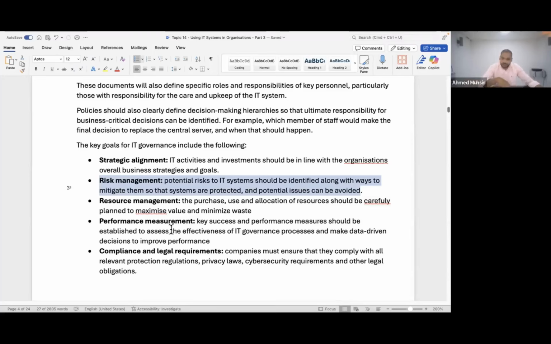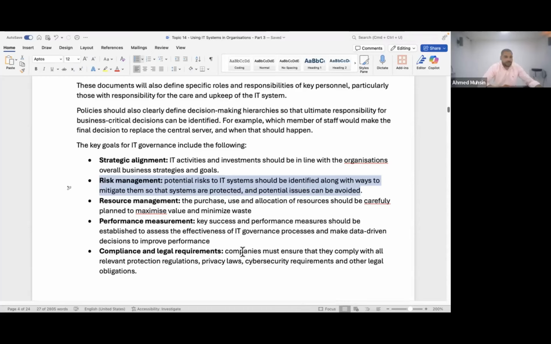Key success and performance measures should be established to assess the effectiveness of IT governance processes and make data-driven decisions to improve performance. Sounds like a very complex one, but you understand it, right? Performance measurement basically means you're monitoring the performance of your IT systems and equipment. Are they working as expected? Are they working better than expected?